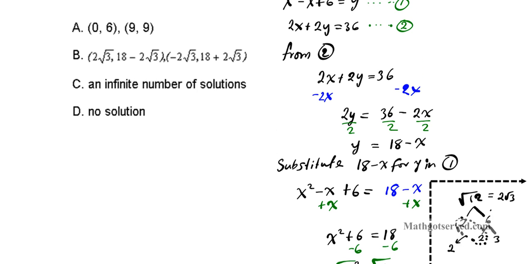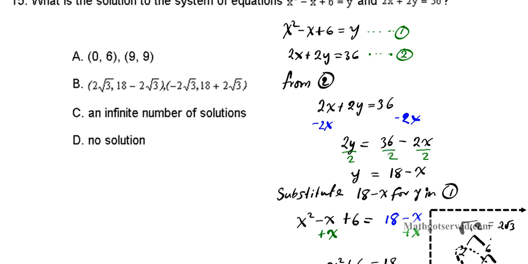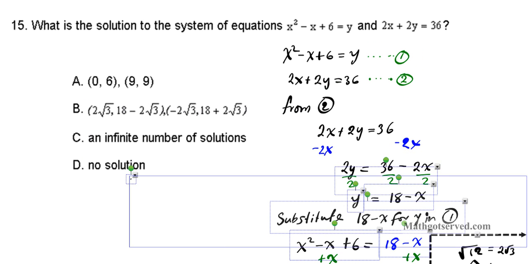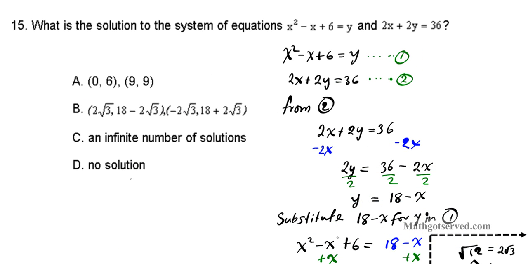So we don't have to find out what the value of y is. We just have to go to the problem and see which one has plus or minus 2 root 3 as the x-coordinate of the solution. And we can clearly see that option B is the correct answer choice here. That's the one that has positive 2 root 3 and negative 2 root 3 as the coordinates for x in the intersection of the solution set. All right, so there you have it.